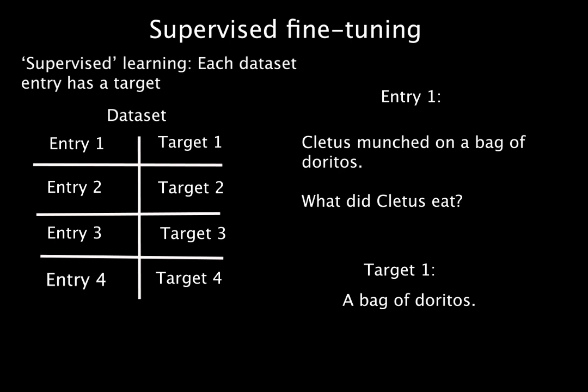So to put two and two together, this means that the objective function for this stage is to produce an answer as close to the target answer as possible.